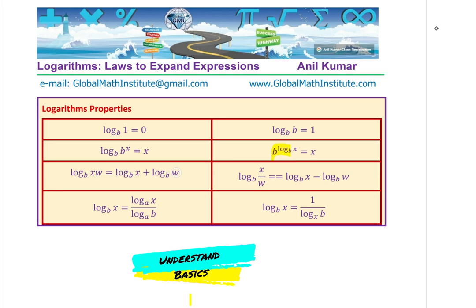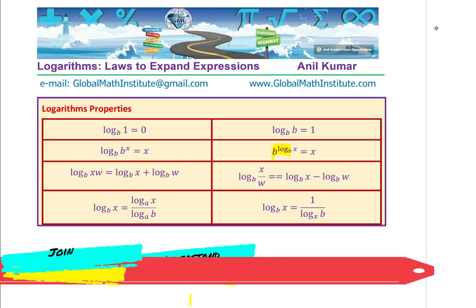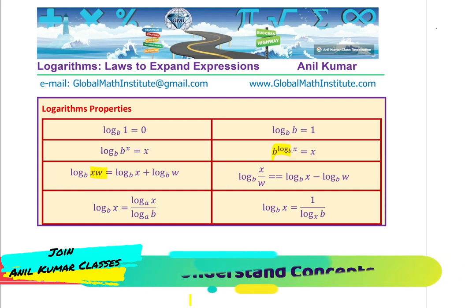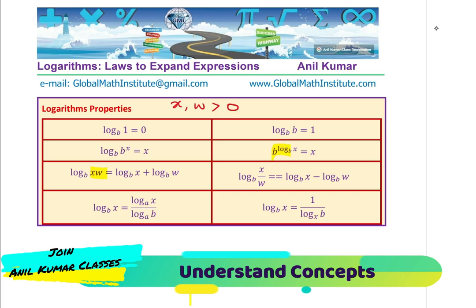Here is what we are going to explore more in this particular video, the two properties when we have a product of expressions. In that case, they can be written as a sum, right? So log to the base b of xw will be log to the base b of x plus log to the base b of w. Now here it is very important to understand that all these variables we're talking about are greater than 0. Otherwise, we would have been writing absolute value of x and w, right?